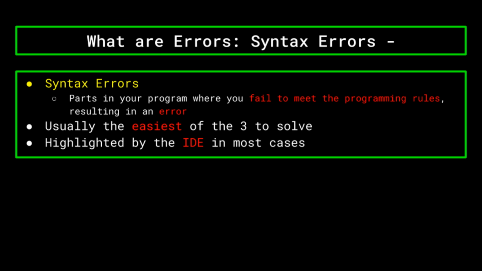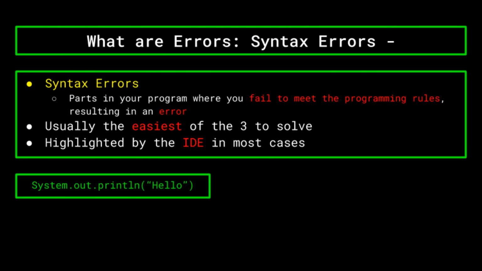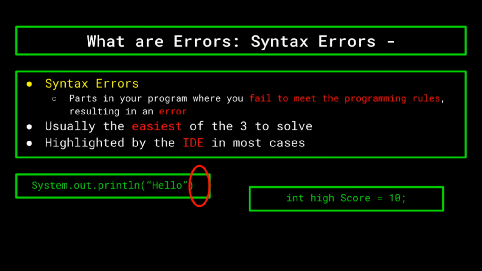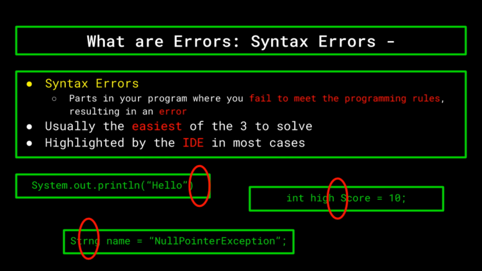If you remember back to earlier in the video when we talked about syntax and programming rules, we said that if you were to break the programming rules, or syntax, that it would result in an error. Well, that's what syntax errors are. Parts in your program where you fail to meet the programming rules, and so the computer doesn't know how to interpret your code. This can be anything from forgetting a semicolon at the end of a statement in Java, accidentally defining a variable with 2 words instead of 1, or even just misspelling the word string when you're trying to define a string variable. Lucky for you guys, these errors are extremely easy to fix, since you just need to figure out where the error occurred and what the syntax rule you broke was.